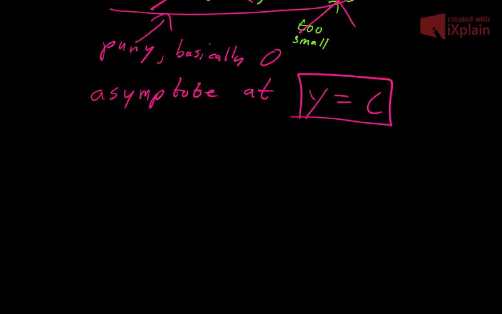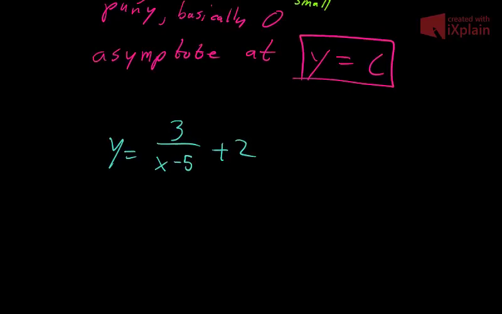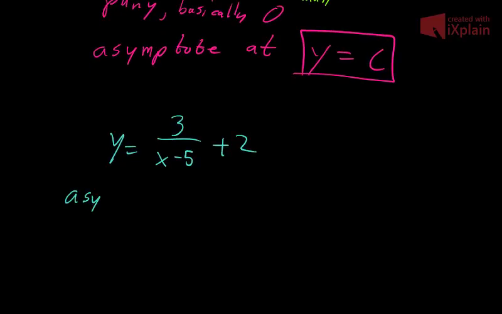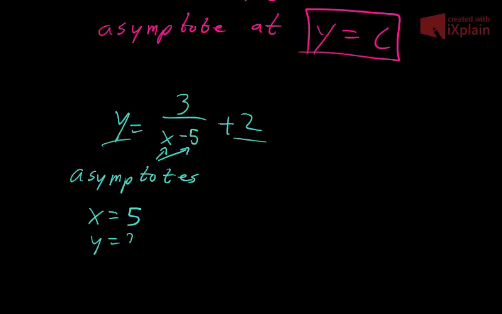So let's look at another quick example here. If I have y equals 3 over x minus 5 plus 2, that means my asymptotes, well, my first one's going to be with this x and that 5, so I'd have x equals 5, and my second one would be y and 2, so I would have y equals 2.